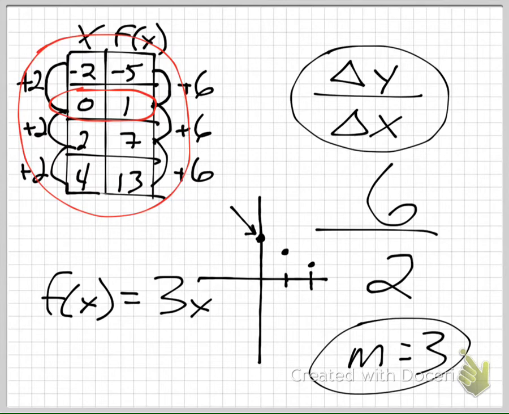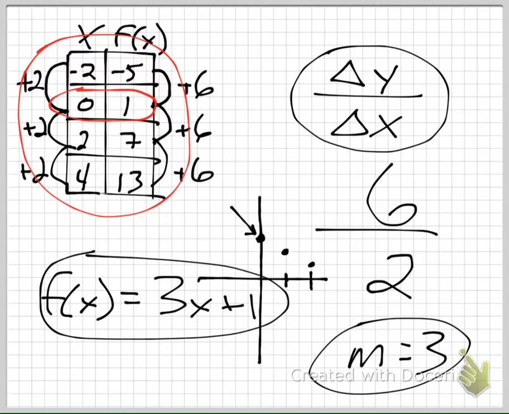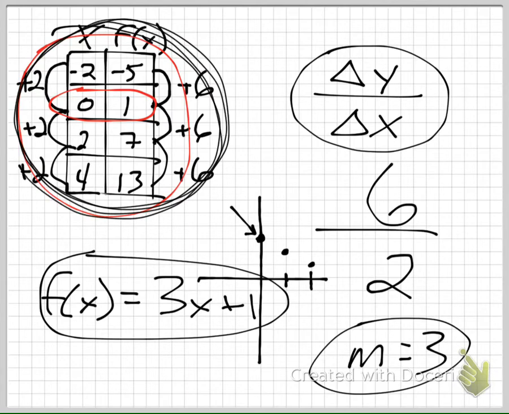So can I finish writing my rule here? Yes. What do I add to my rule? Plus 1. F of x equals 3x plus 1. That's our rule. That is this function right here. Does that make sense? Okay. Let's do another one. We'll do one more together. Okay?